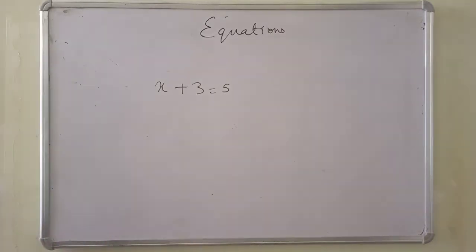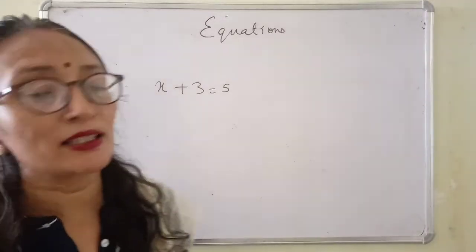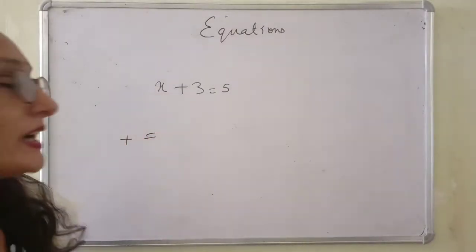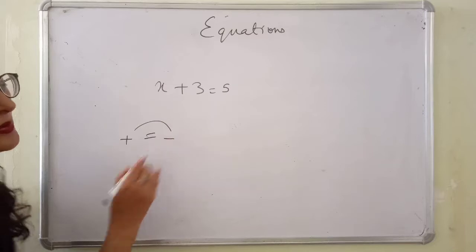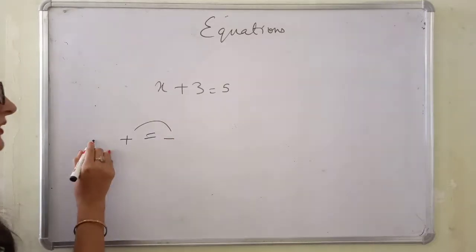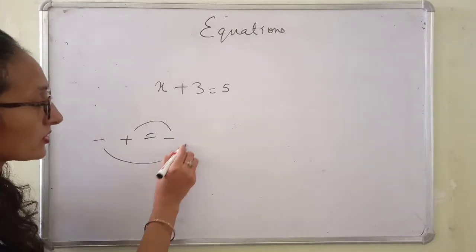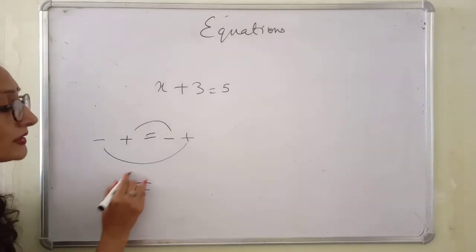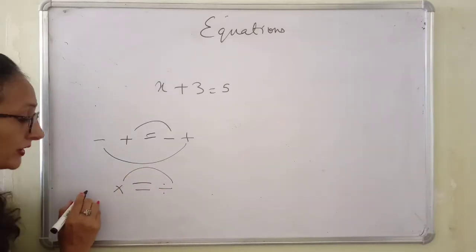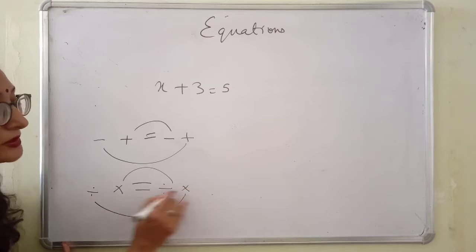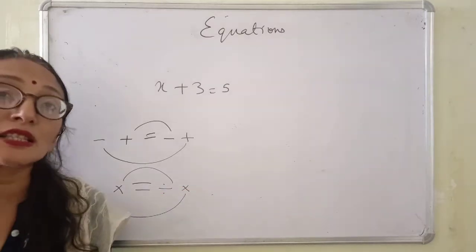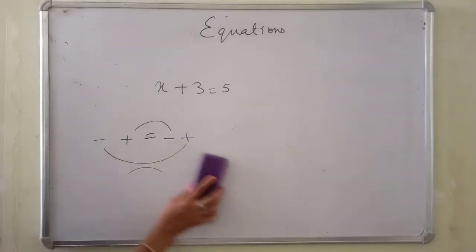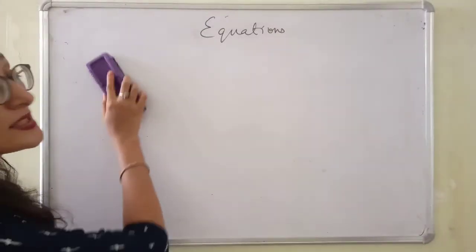For this, you have to clear one thing. If some number is added here and when we send that number to the other side, it will be in subtraction. If it comes in subtraction, it will change into addition. In the same way, if a number is multiplied then it will change into division, and if it is in division then it is changed into multiplication. Only with this concept we can solve any equation. So we will start exercise 4.1 from the NCERT book.